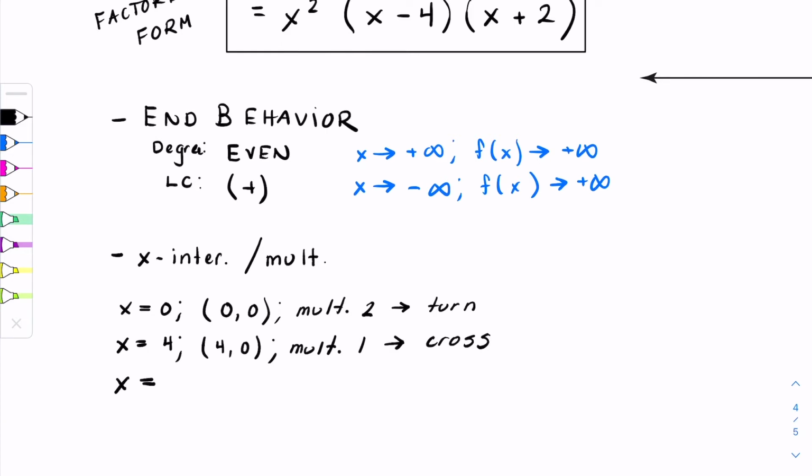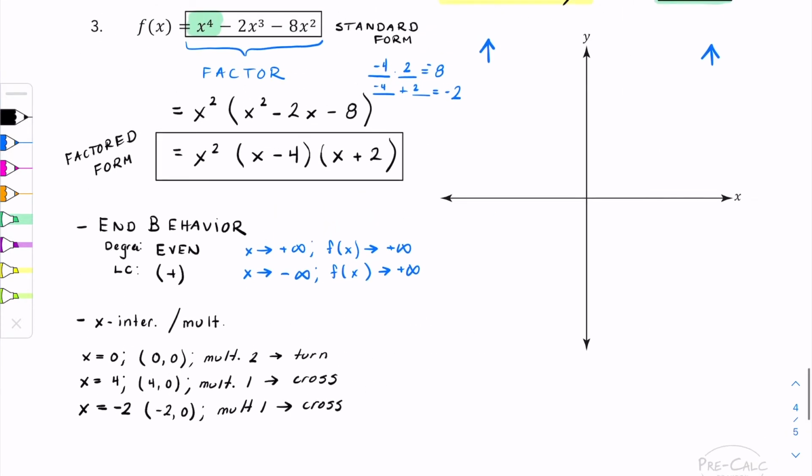Our last zero would be found by x plus 2 equals 0, therefore x equals negative 2. Negative 2, 0, multiplicity 1. It crosses at this point. If I come over here to the graph, I know I have to make room on my x-axis to fit up to the point 4, 0. So I'm just going to sketch a couple tick marks, going up by increments of 1. I can plot a point at 0, 0. I can plot a point at 4, 0. And a point at negative 2, 0.